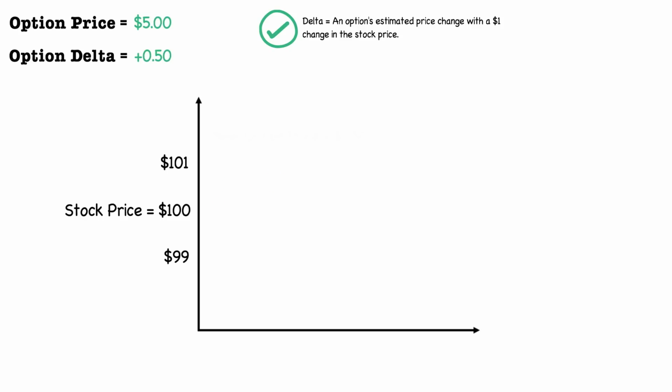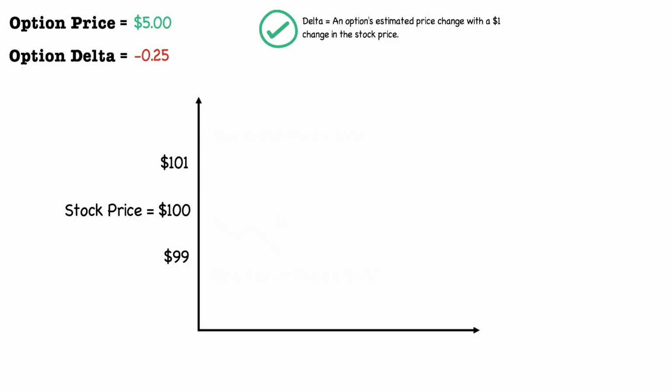On the other hand, if the stock price instead falls by $1 to $99, then the new estimated option price is going to be $4.50 because in this case, since the option has positive delta, we're going to subtract the option delta from the option price since the stock price fell by $1.